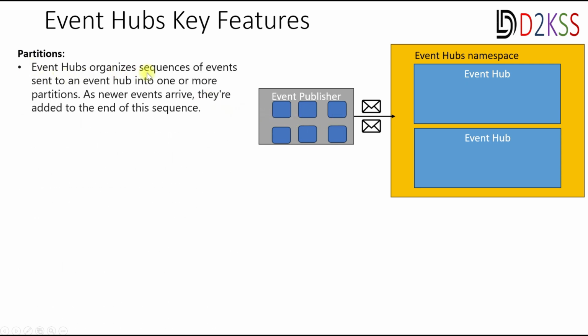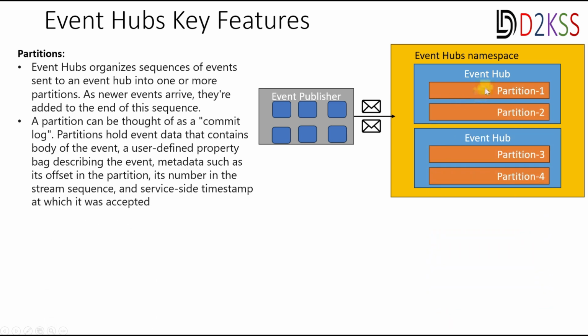So Event Hub organizes the sequence of events sent to it into one or more partitions. New events that arrive are added to the end of the sequence. The data we are adding to these partitions is a committed log, and that log information will be sent to the receivers. So the partition can be thought of as a committed log. Partitions hold the event data, which contains the body of the event, a user-defined property bag describing the event, and metadata such as its offset in the partition, its number in the stream sequence, and the server-side timestamp of when it was accepted. I will explain this in more detail.